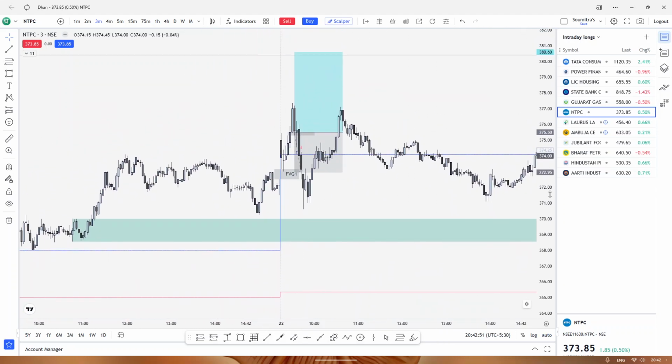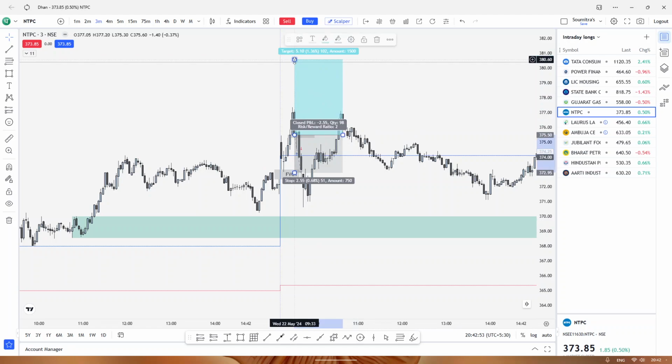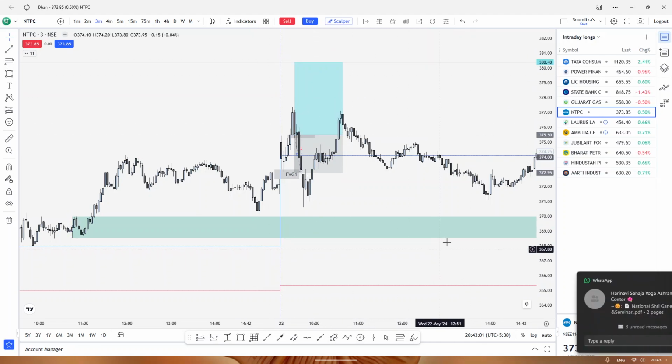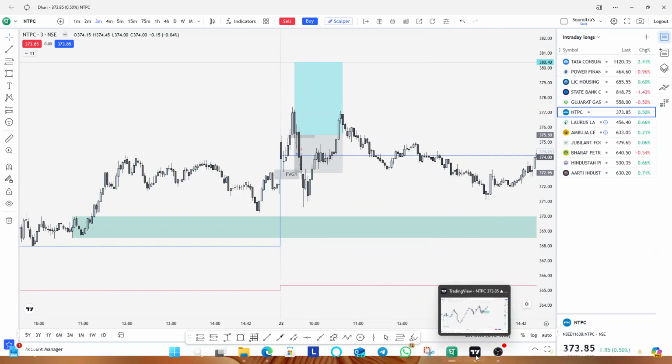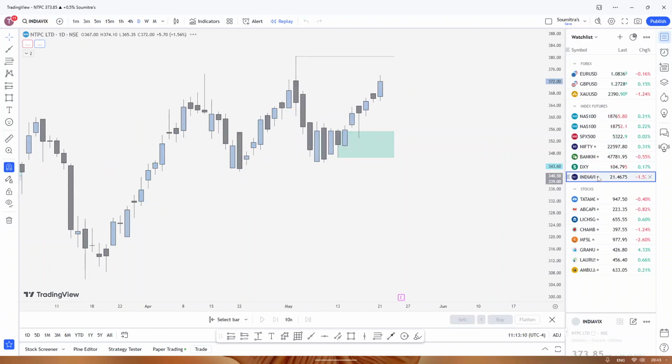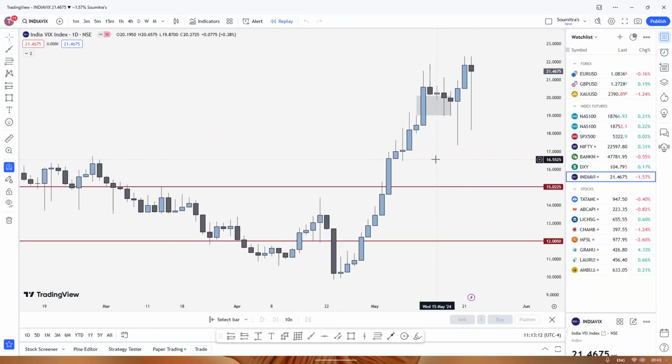So this is the thing I am repeatedly telling, that the market condition is not suitable for intraday right now. Why? Because if you just see the India VIX chart, this is the India VIX chart.